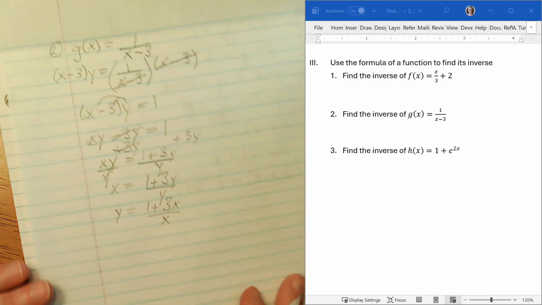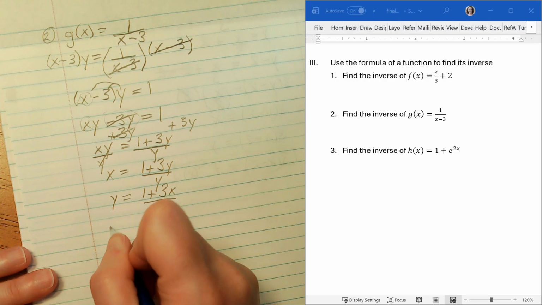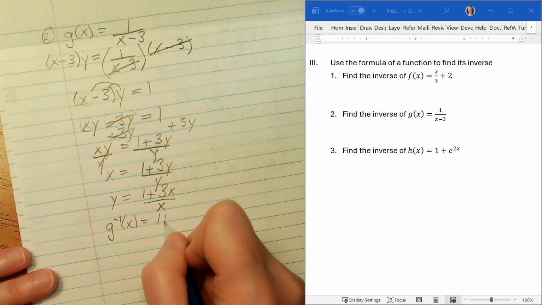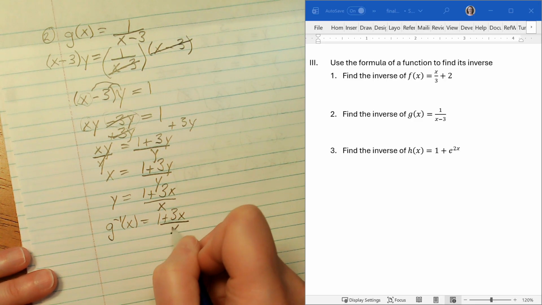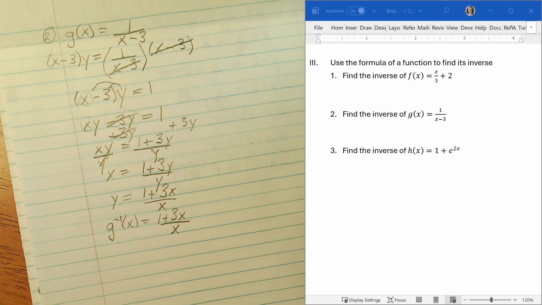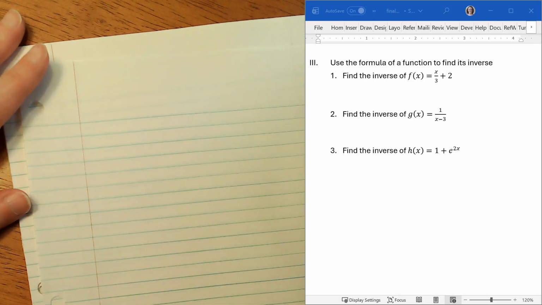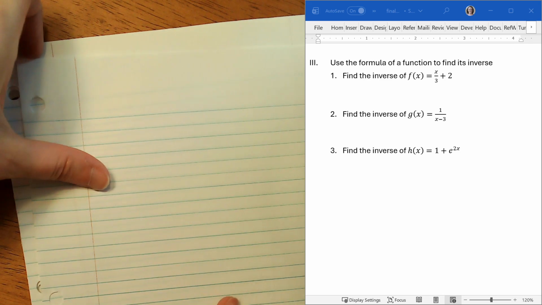And now I'm going to rename this as the inverse function. So this is g inverse of x equals 1 plus 3x over x. And that's it for that problem. Let's go ahead and do the last one. So the last one has an exponential in it, which is kind of fun.